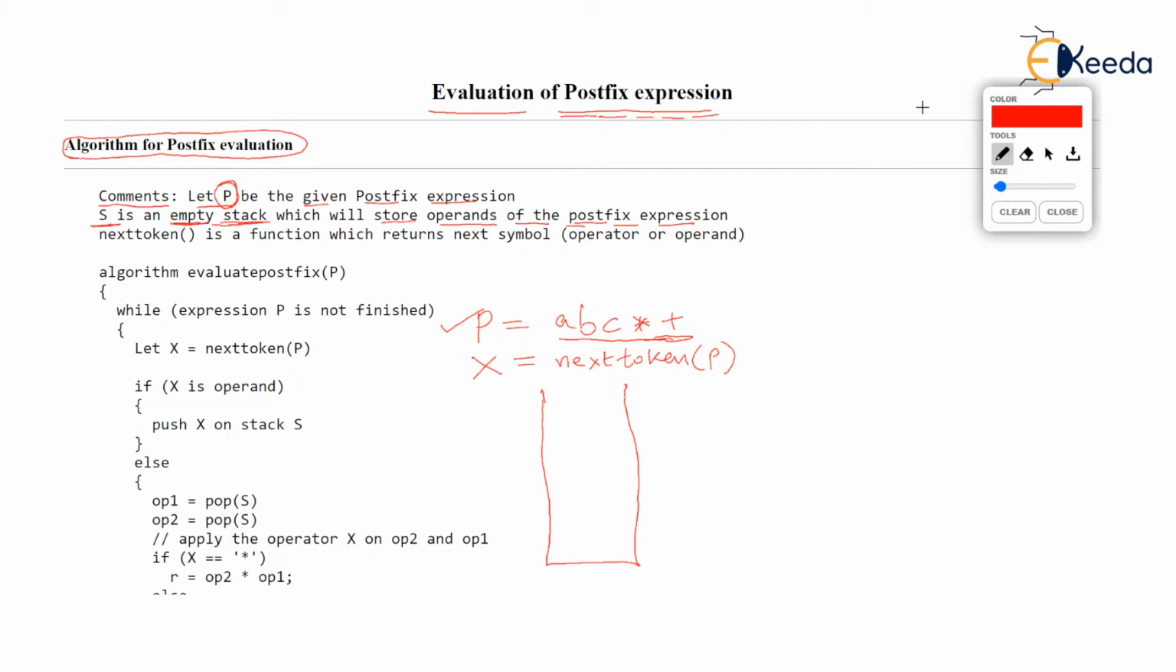Also, in this algorithm, we are going to use a function next token. We assume that this function is available. We are not defining this function. Next token function will return the next symbol from the postfix expression. So let's see what is the algorithm.